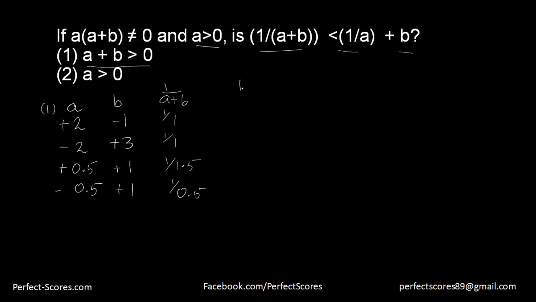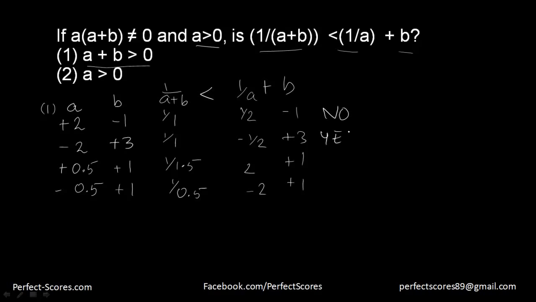Now what is 1 by a here? 1 by a is 1 by 2, and this is negative 1 by 2, and this is 2, and this is negative 2. Now what is b? b is already here, so I'll just repeat the column here. That is minus 1, plus 3, plus 1, and plus 1. Now the question is saying this plus this has to be greater than this. Let's see whether we get that. Is this plus this greater than this? No. Is this plus this greater than this?